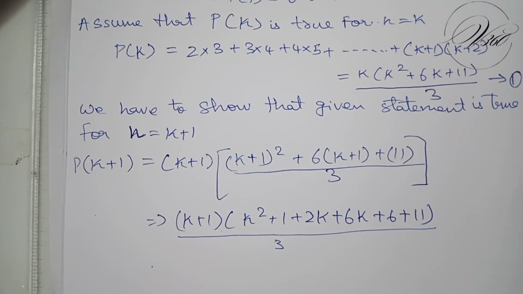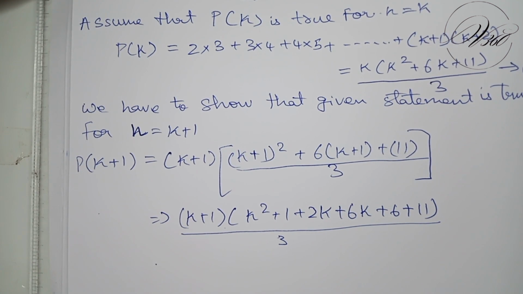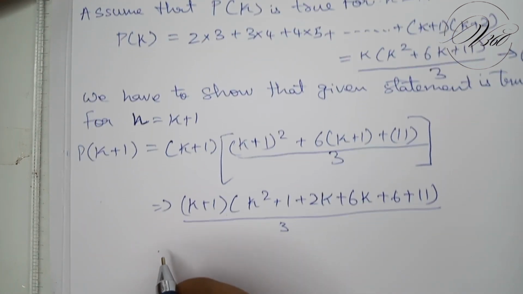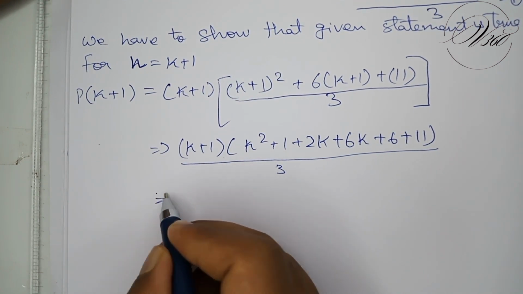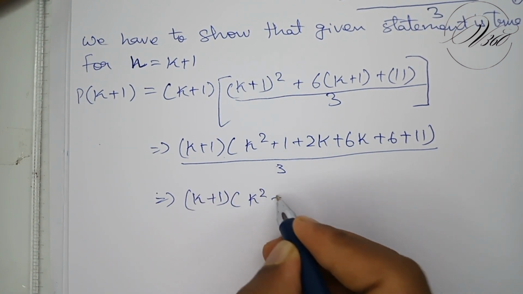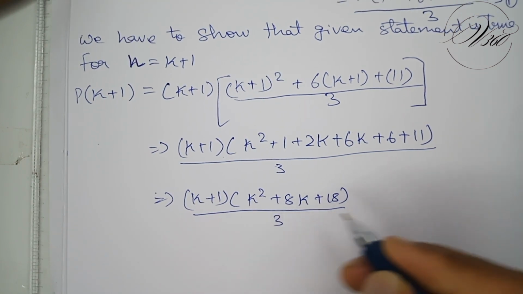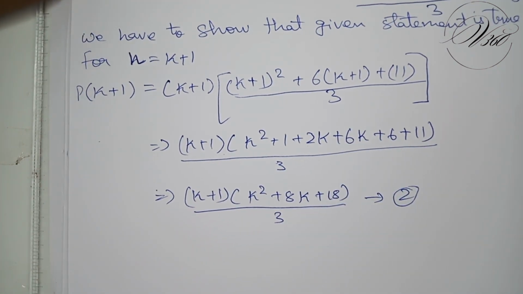Now here we'll get P(k+1) = (k+1)/3 of (k² + 1 + 2k + 6k + 6 + 11), which gives (k+1)/3 of (k² + 8k + 18). How did I get this? By adding these terms. If you add, you will get this answer.